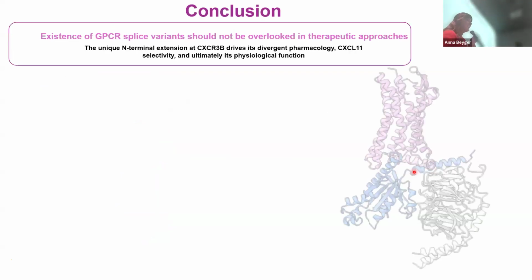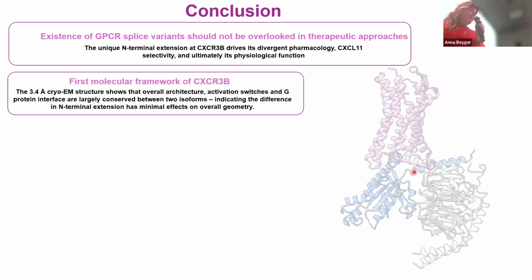So in conclusion, we wanted to point out, by the presence of CXCR3B and all the data collected here, that the existence of GPCR splice variants should not be overlooked in therapeutic approaches. And especially we show that with CXCR3B, the unique N-terminal extension of this receptor isoform drove divergent pharmacology and selectivity to the ligand, and it could ultimately be something that determines its physiological function.